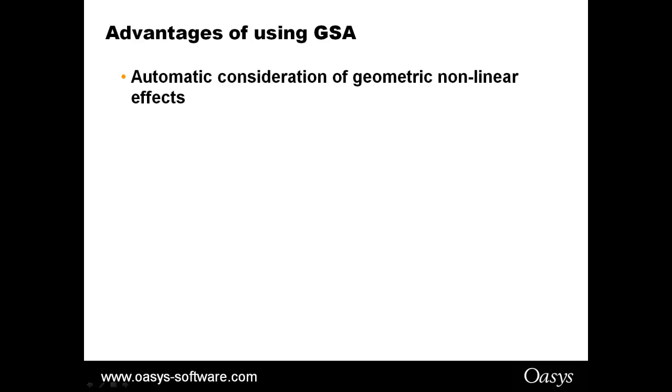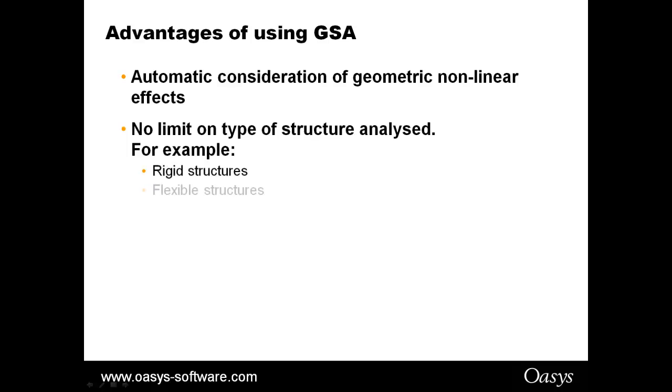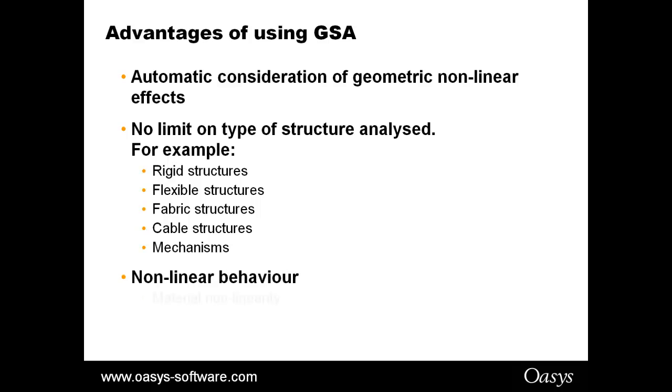So, quick summary of that. The GSA non-linear analysis automatically considers all your geometric non-linear effects. There's no limit on the type of structures used. Note, as we'll find out later, there is a limit at the moment on some of the elements you can use. You can't use all 2D elements, but it does model non-linear behaviour, both material and geometric, but also buckling as well.